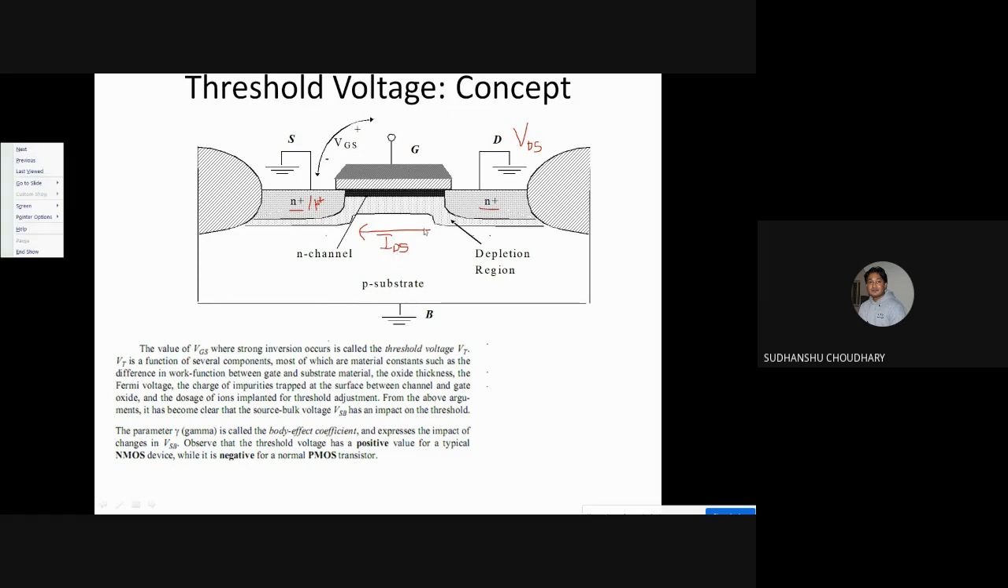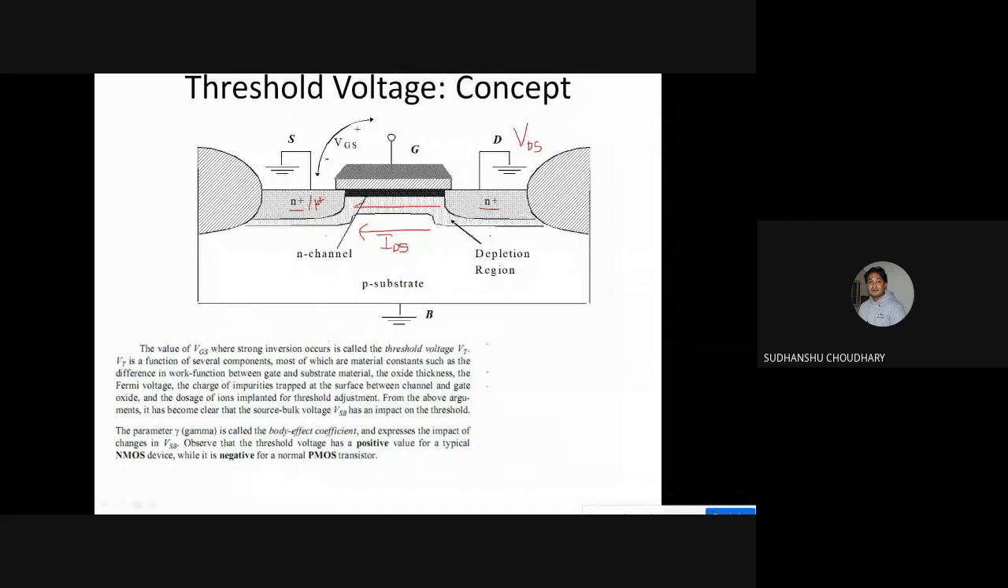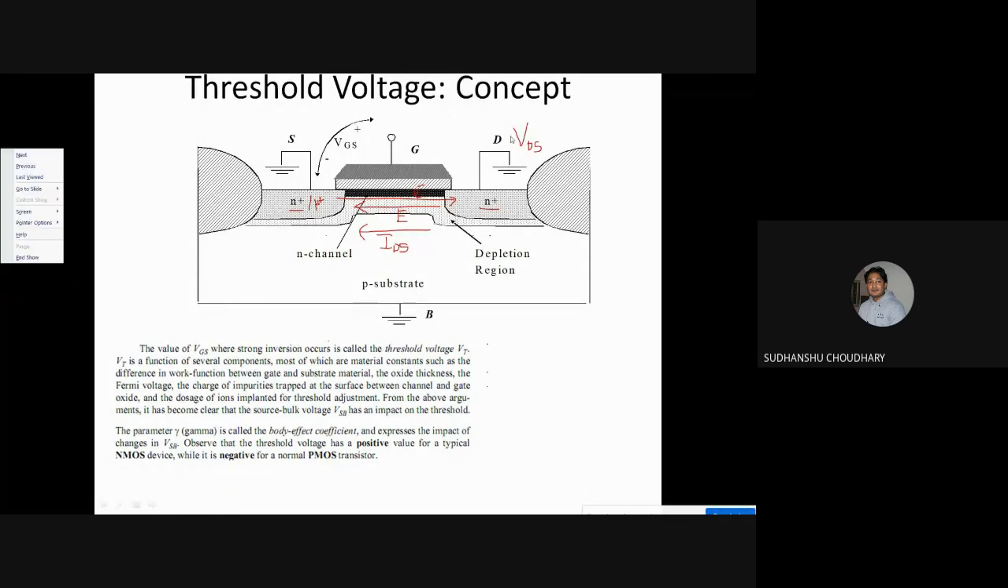Since VDS, the applied drain to source voltage, creates an electric field in the region from drain to source, the electrons will move from source to drain. The electrons move from source to drain because of the electric field, which has a direction from drain to source on the application of some positive VDS.